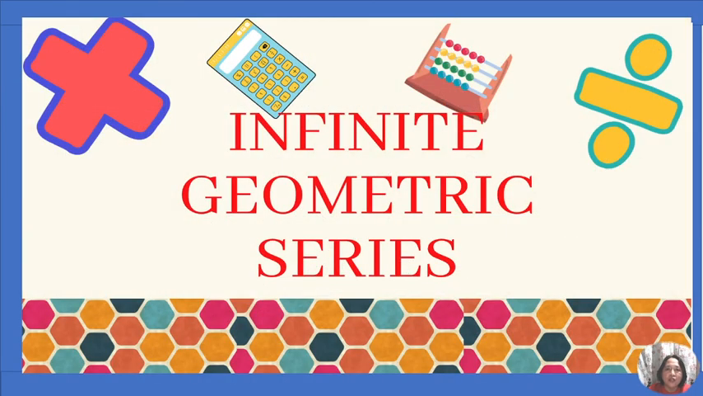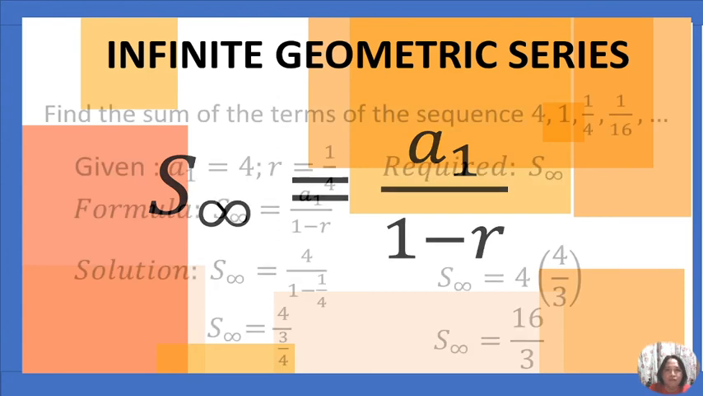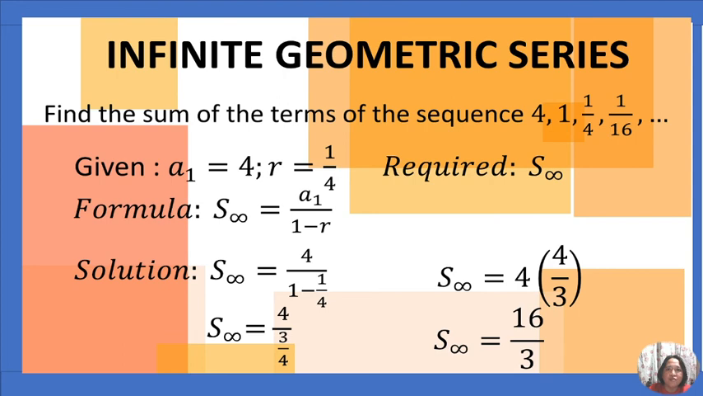We have another series, the infinite geometric series. So the sum of an infinite geometric series is equal to a sub 1 over 1 minus r. So find the sum of the terms of the sequence 4, 1, 1/4, and 1/16. So here, the required number of terms to be added is not indicated, so that denotes an infinite geometric series. So a sub 1 is 4, the ratio is 1/4, and you are required to find the sum of the terms of the given infinite sequence.